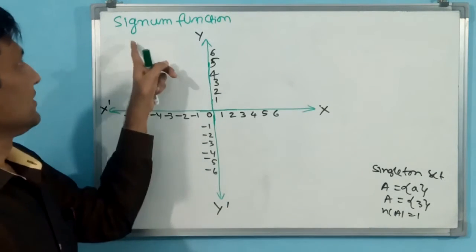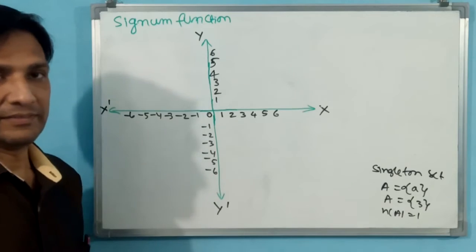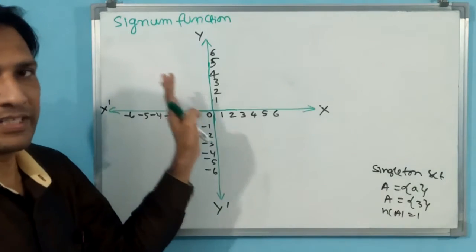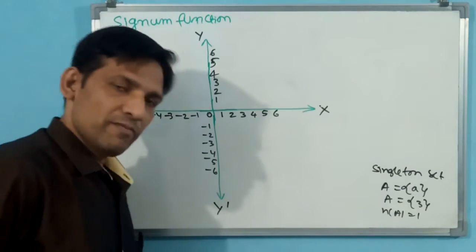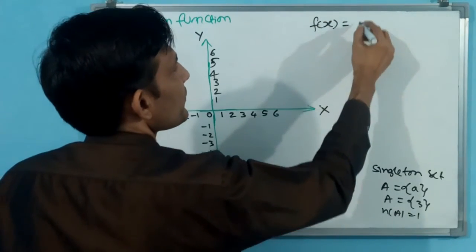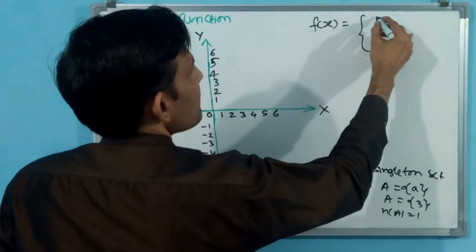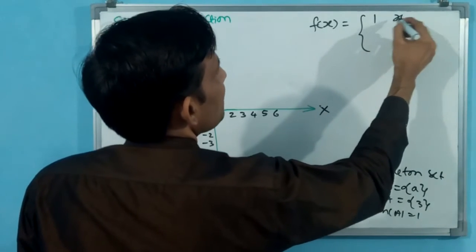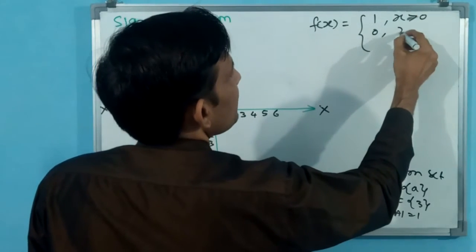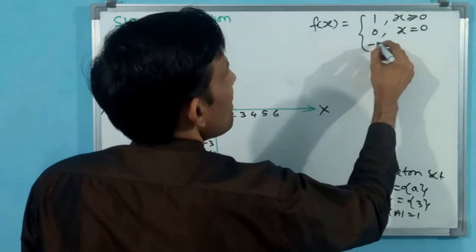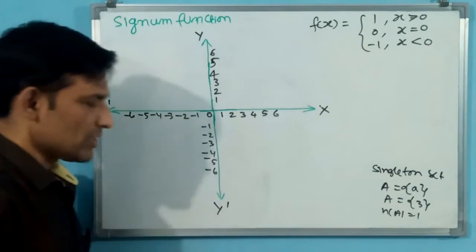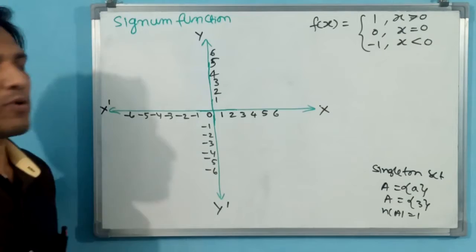Single, S-I-N-G. Compare this with this one. Some similarity exists, that is why I am telling. This is a set, but this we are studying is a function. For the signum function, there is no separate notation. f(x) is equal to 1 if x is greater than 0, 0 if x is equal to 0, and minus 1 if x is less than 0. This you have to understand. This is the signum function property.